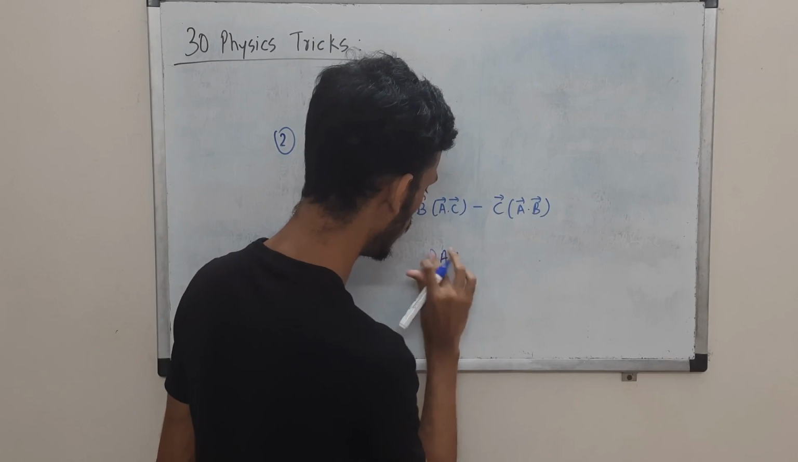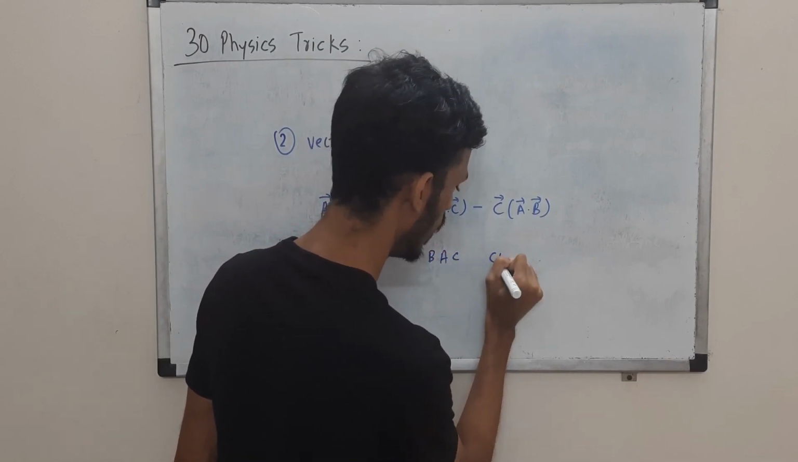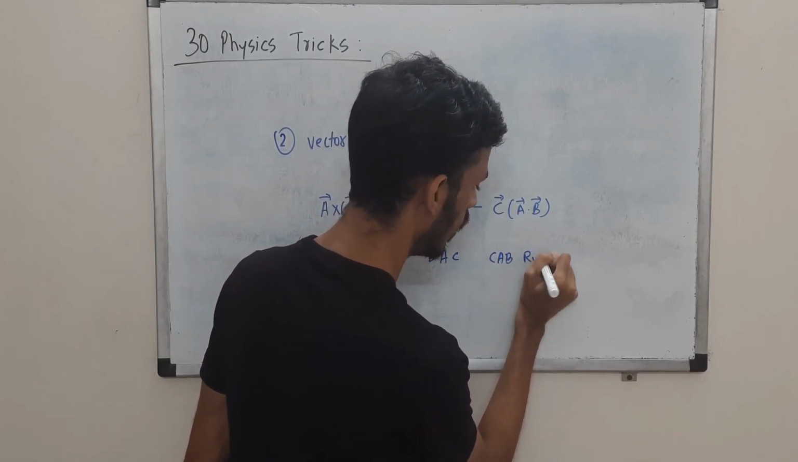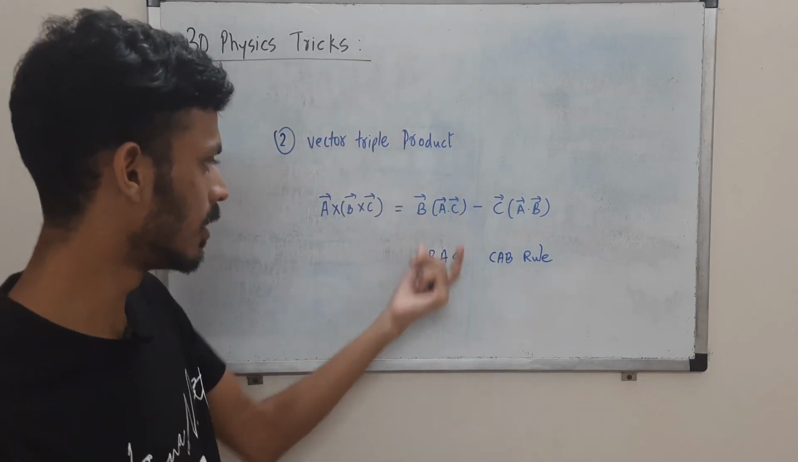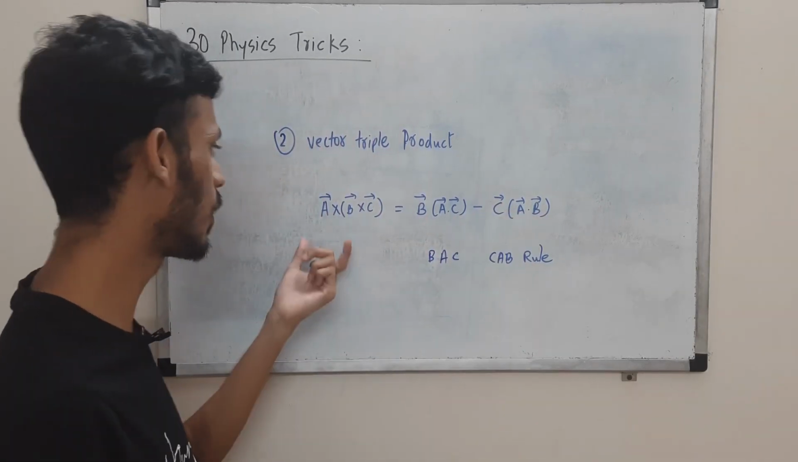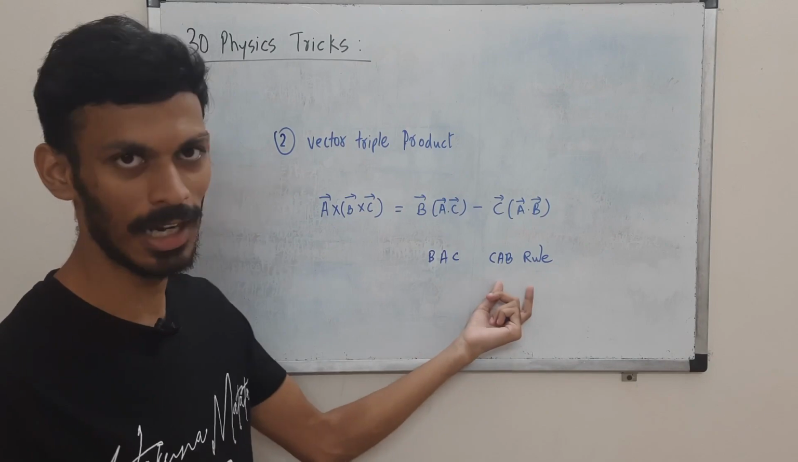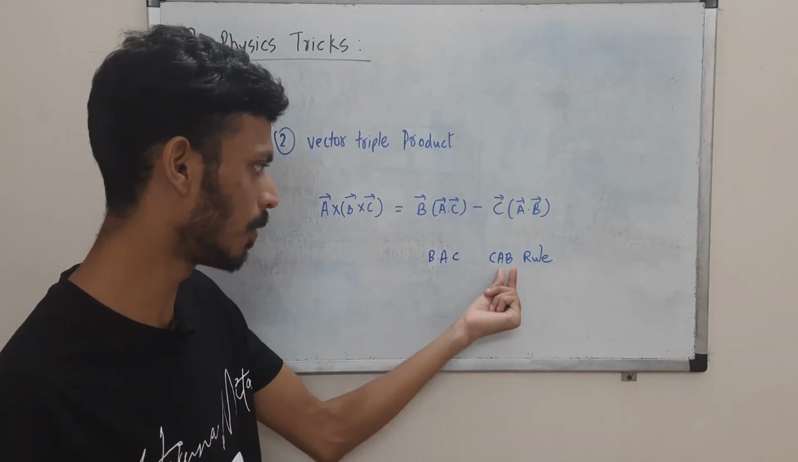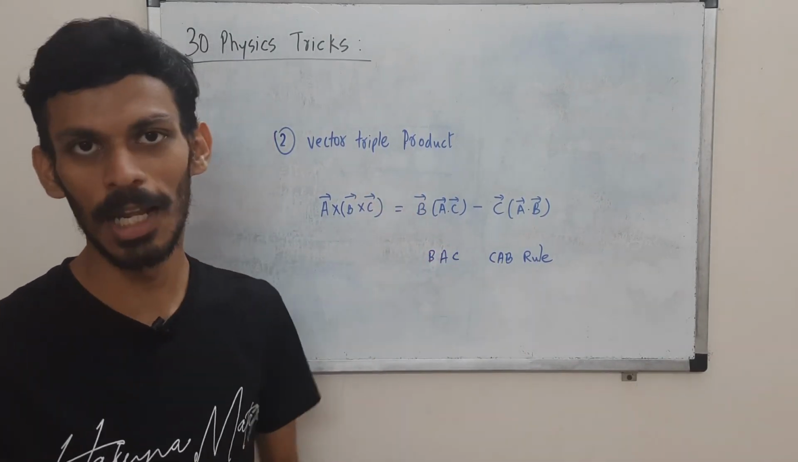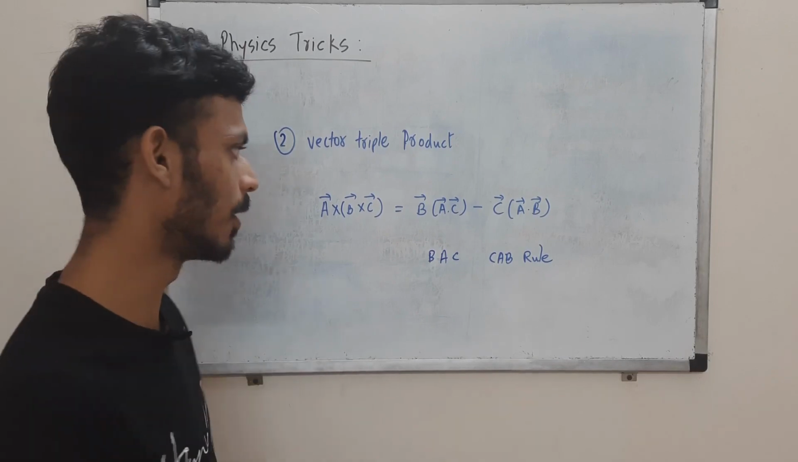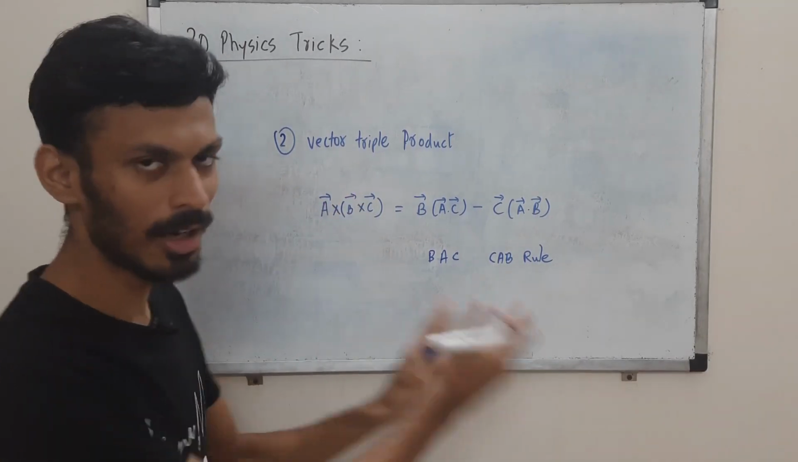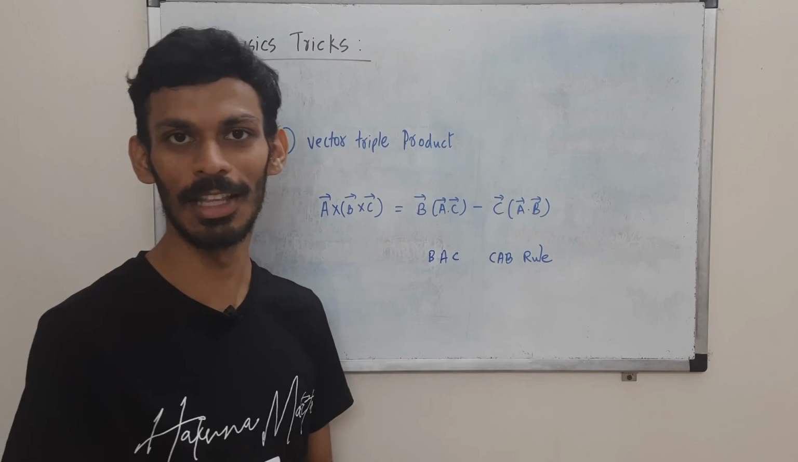BAC and CAB rule. So if you see, this is back cab rule. So A cross B cross C will be back and cab. Of course, there is a dot product over here, dot product over here, and which is multiplied by a vector so as to obtain a vector. So vector triple product is back cab rule. That is our trick number 2.